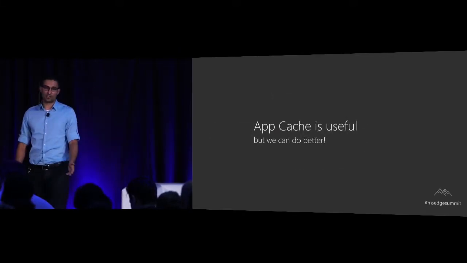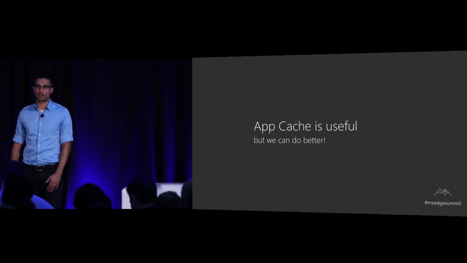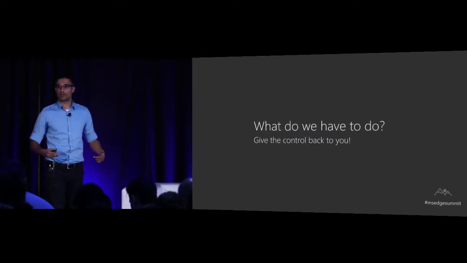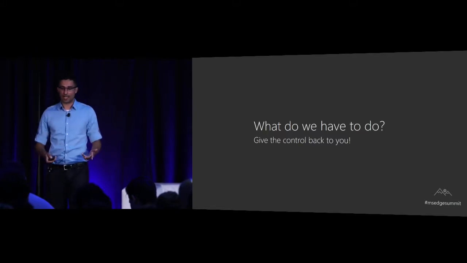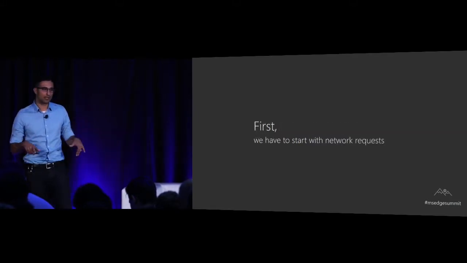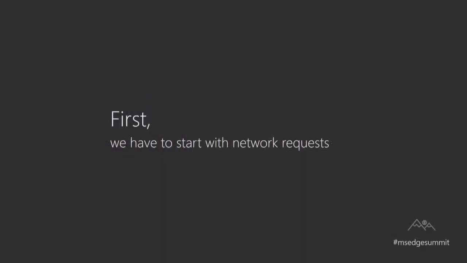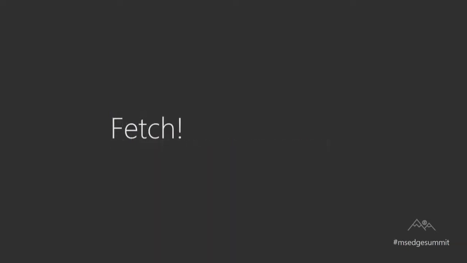So app cache is useful, but we can do better than that. And what we want to do here is we want to give some control back to you, the web developers. And to do that, what we first have to look at is network requests, those actual requests to the resources that we were talking about before. So we're going to introduce a new concept called fetch, and it works like this.